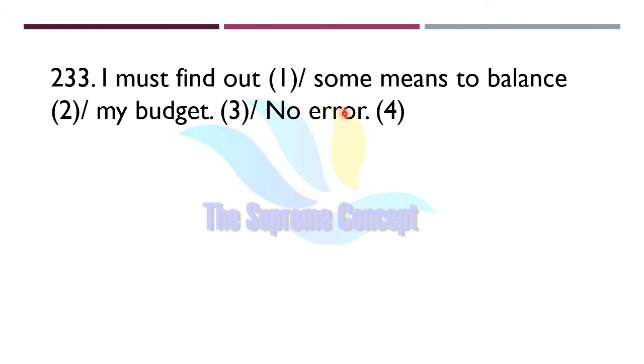I must find out some means to balance my budget. Now figure out where exactly the error lies in this question. Yes, absolutely, the error lies in part number 2. So it should be some other means, some other means to balance my budget. Here, means refers to money or property or wealth.